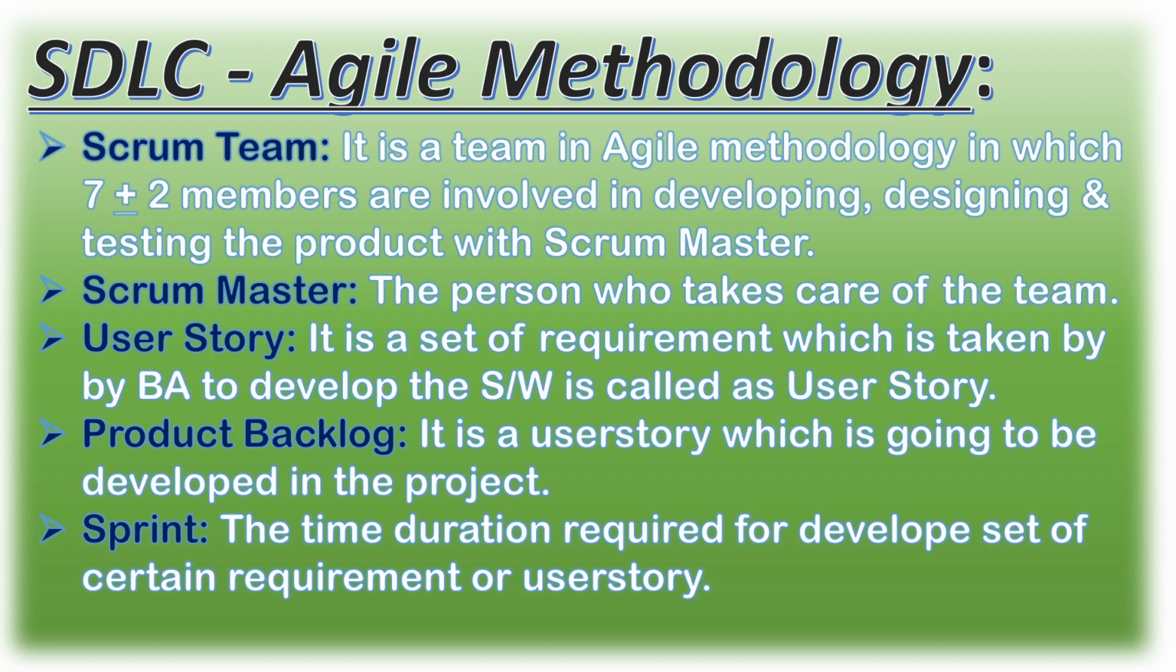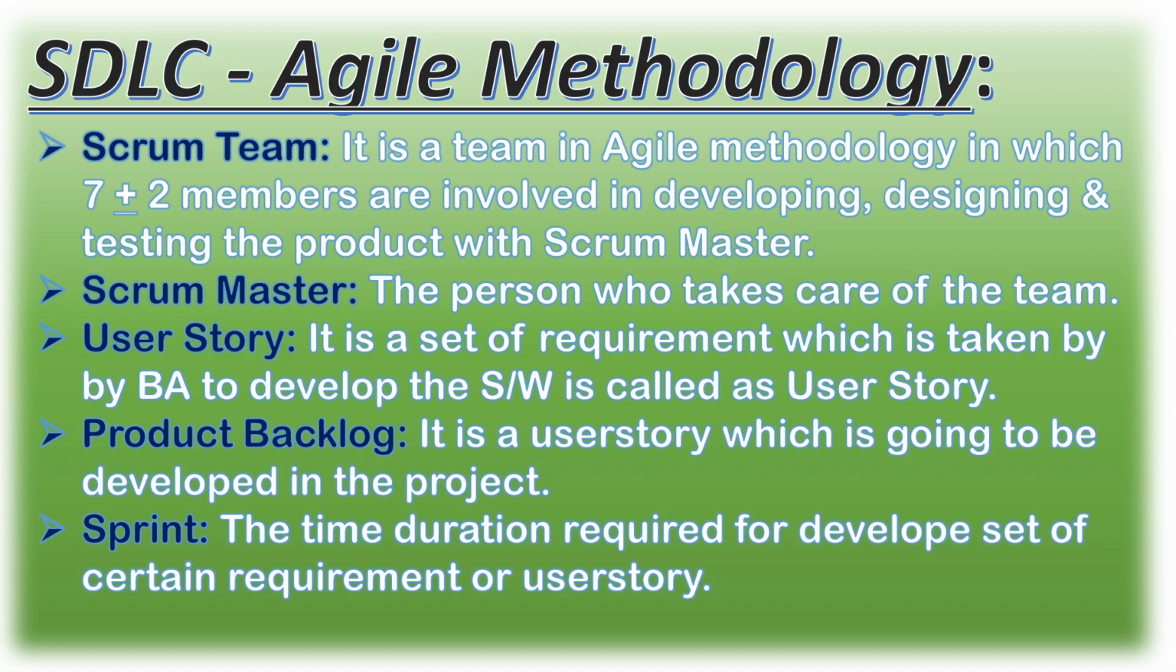If it is two-week sprints, how many sprints will there be in the project? If it is a six-month project, that means 12 sprints. Each and every sprint will develop certain requirements or user stories. Whatever user stories are divided and whatever we are going to develop in a particular sprint is called the product backlog.